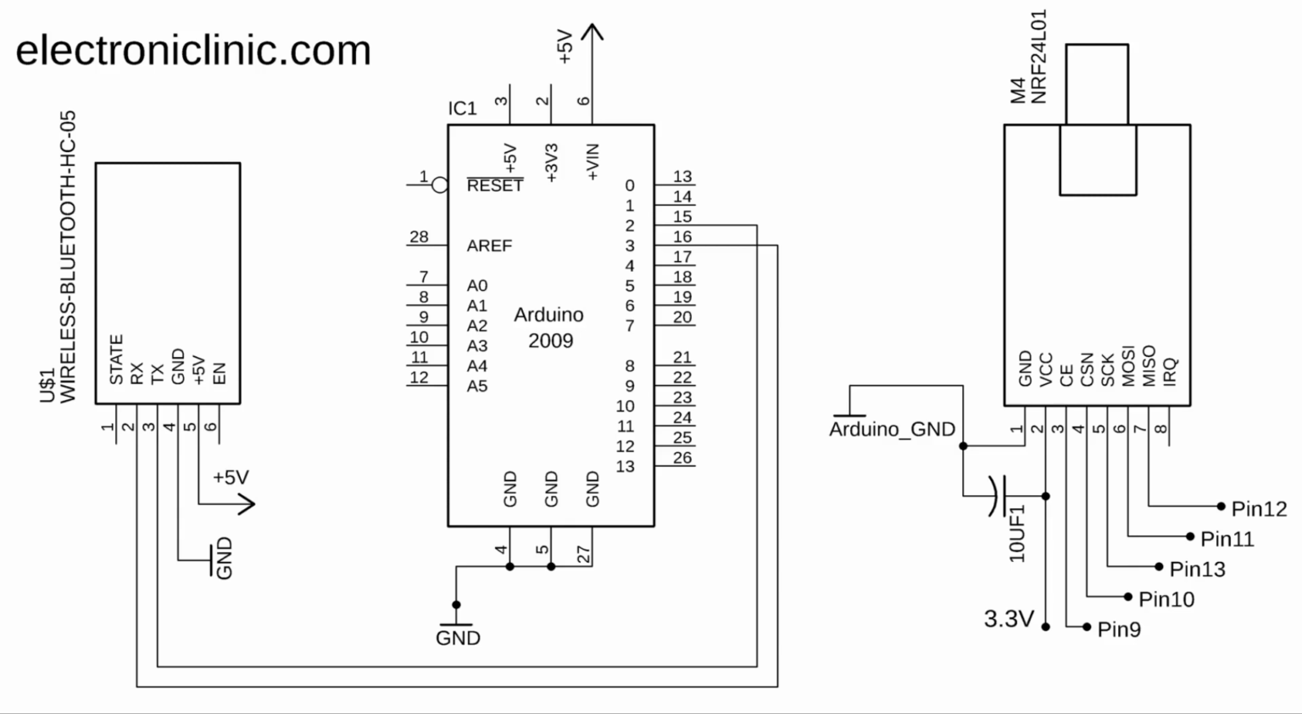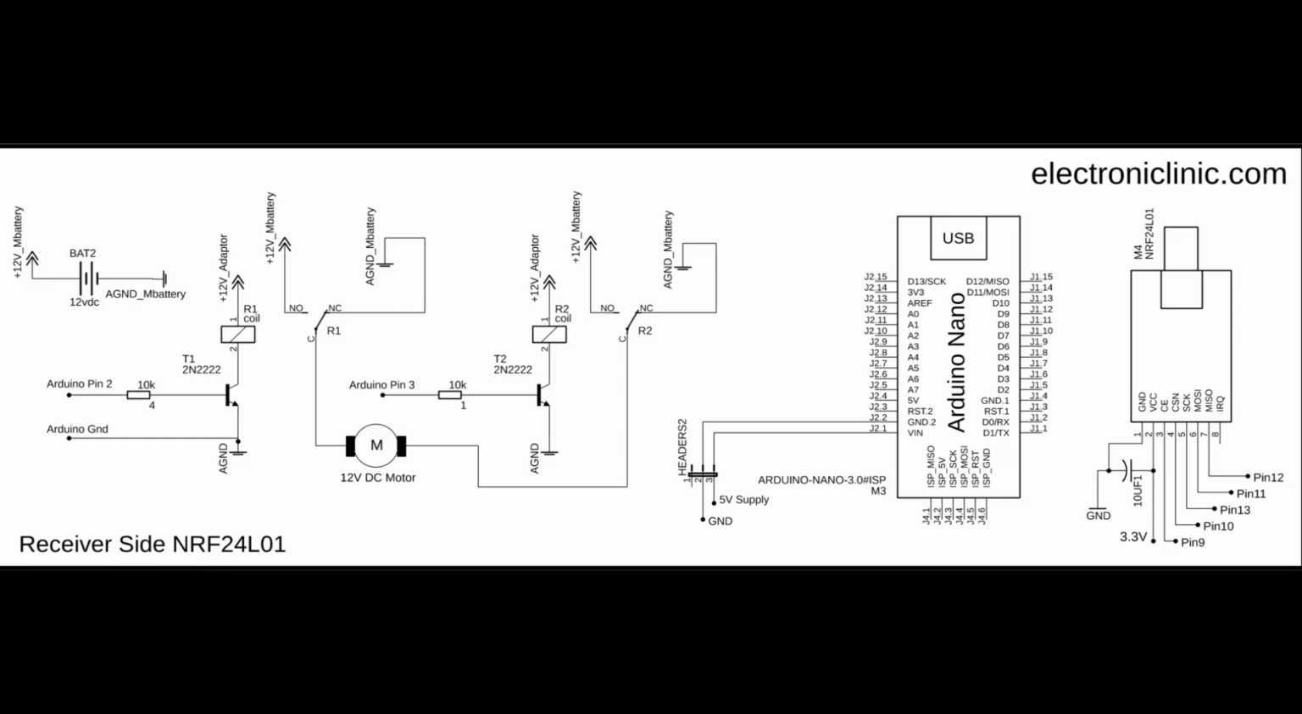Now let's take a look at the receiver side circuit diagram. The NRF24L01 connection with the Arduino remains exactly the same. The circuit on the left side is basically an H-bridge circuit, which is used to control the forward and reverse movement of the linear actuator. This H-bridge circuit changes the polarity of the voltage supplied to the motor. The two relays are controlled using Arduino pins 2 and 3.